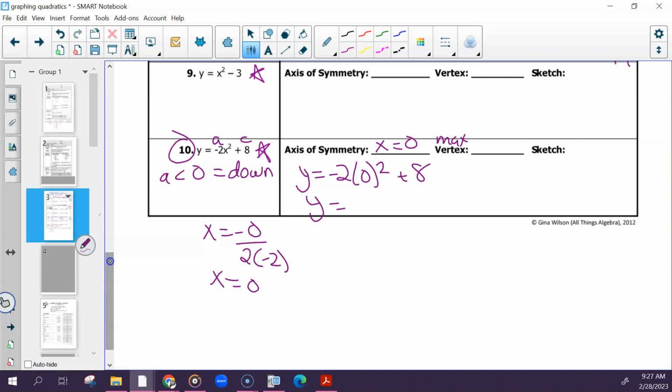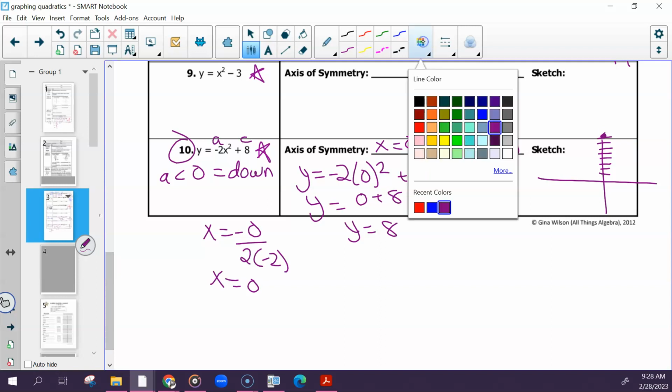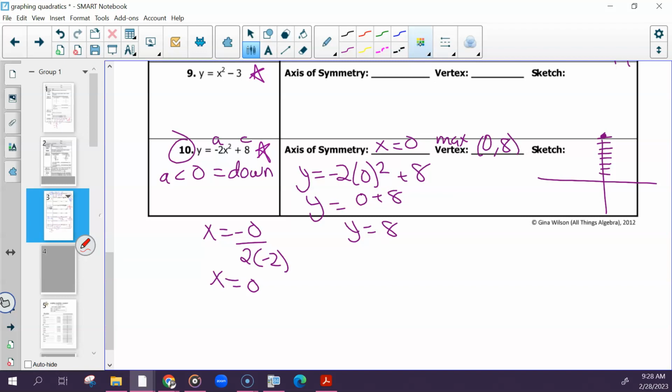0 squared is 0 times 2 is 0. So that would just be 8. So our point would be 0, 8. Oh, got it. This would be 0. My bad. So then our point would be a y-intercept. And it would face down. Now, because our axis of symmetry is on the y-axis, I would use like a highlighter in that case to show that it's there, and then split the middle.